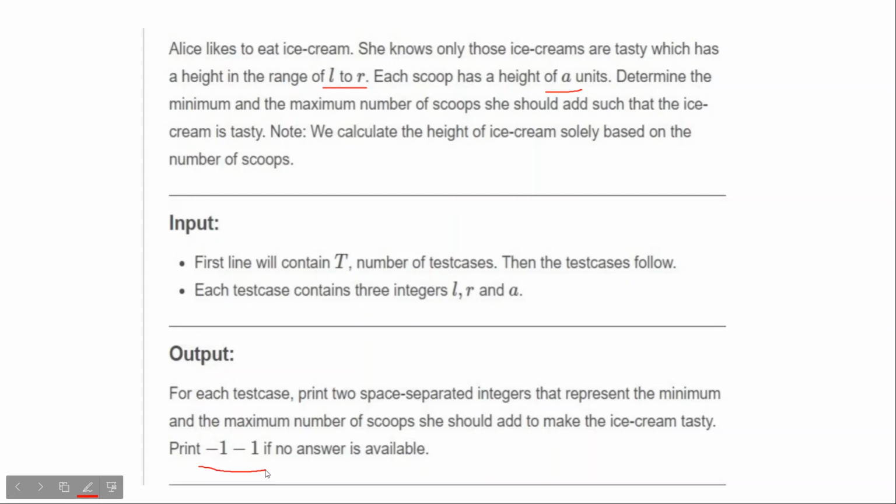Let's move on to solving the problem. What should be the minimum height of the ice cream such that it just crosses the value of L? Well, it will be the smallest multiple of A, which is just greater than or equal to L. Similarly, the maximum height will be the biggest multiple of A, which is just smaller than or equal to R.